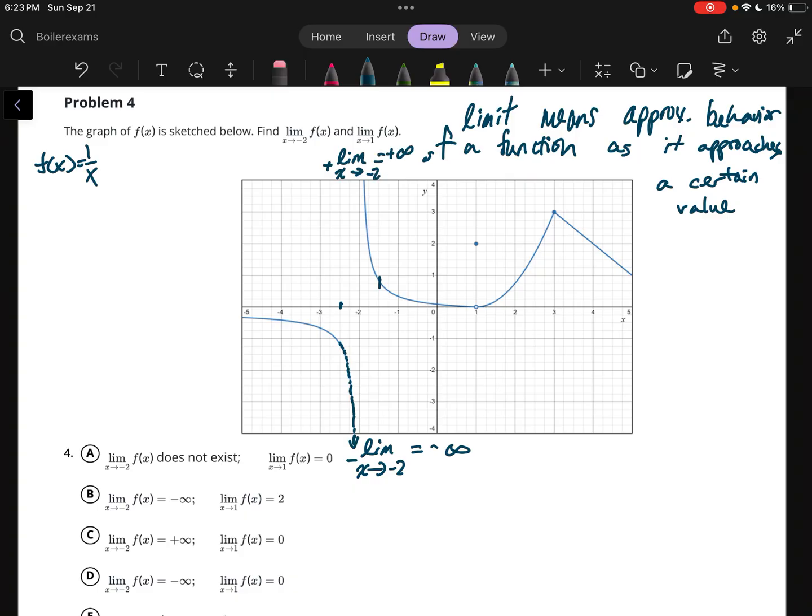And so when we have a valid limit, that only occurs when the left-hand side limit and the right-hand side limit are equal. And in this case, our left-hand side limit and right-hand side limit are approaching different values. So when that happens, when the LHS limit is not equal to the right-hand side limit, we say that the limit does not exist. So for part 1, the limit does not exist.